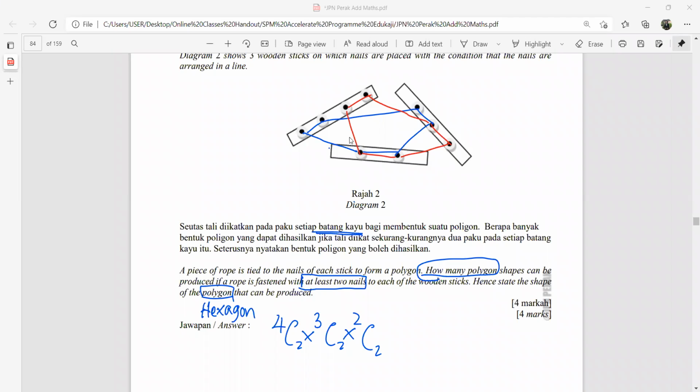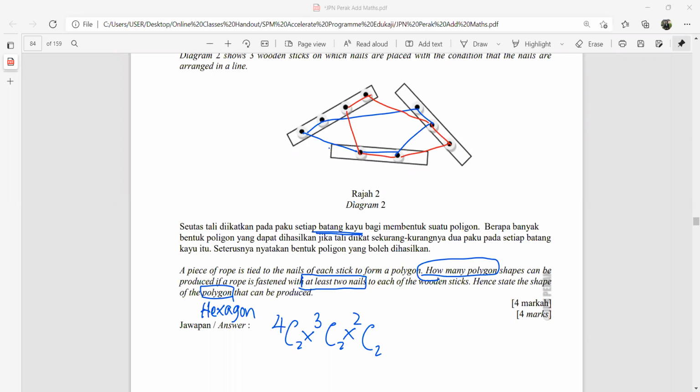Okay, so can you please look at the answer now, where you see 4C2, 3C2, and 2C2, right? You have to understand this is just one of the methods. Okay, this is just one of the methods. Is there any other method or not? You have to understand.